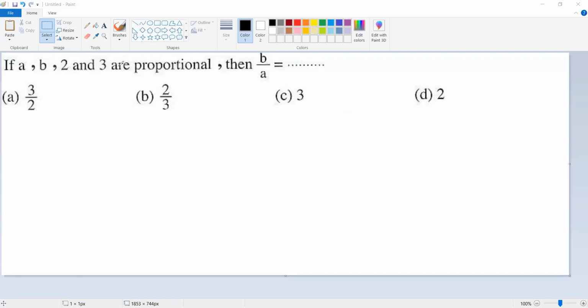If A, B, 2, and 3 are proportional, then B over A is what? If the four numbers here are proportional, that means the first over the second, A over B, equals the third over the fourth, 2 over 3. I want to get A over B, so it's 2 over 3. If you want to get B over A, so instead of writing 2 over 3, you write 3 over 2. That's it.